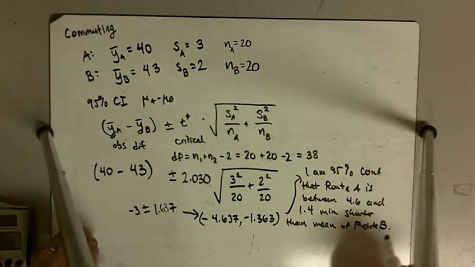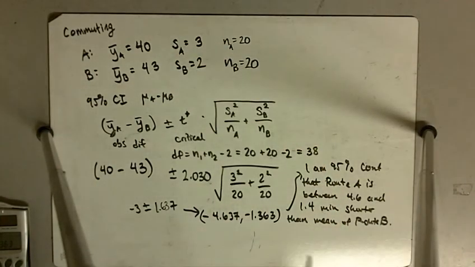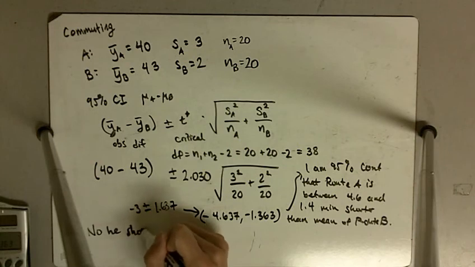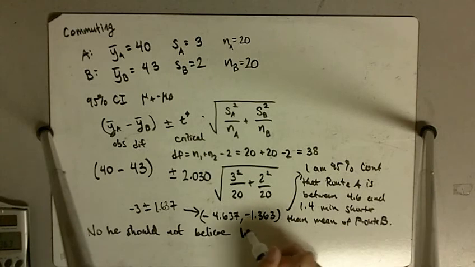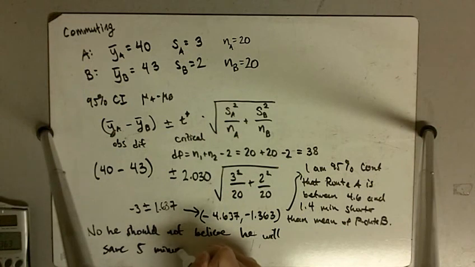All right, so part B asks us, should the man believe the old-timer's claim that he can save an average of 5 minutes a day by always driving Route A? It is true that we have evidence that Route A is shorter than Route B, but a 5-minute savings is not within our 95% confidence interval, so no, he should not believe he will save 5 minutes on the trip.